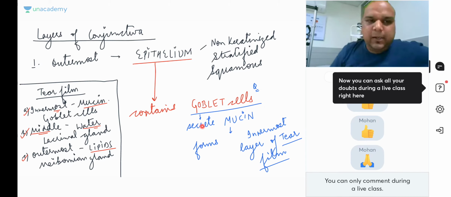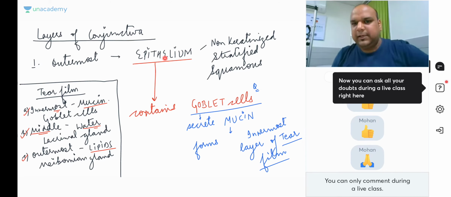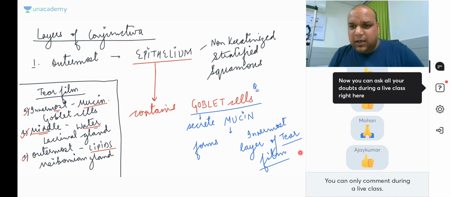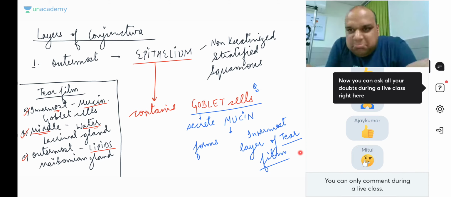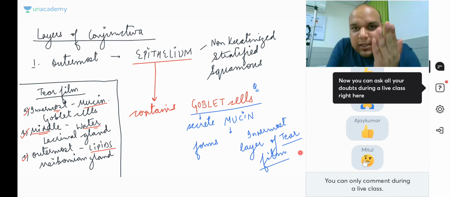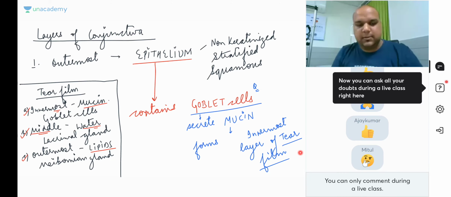Okay. Now let's get back to our layers of conjunctiva. The outermost layer is epithelium, and you know the importance of goblet cells. Who is wondering, and what are you wondering? Are you wondering about tear film? I just try to explain. Innermost layer means which is in touch with the cornea; mucin will stick it, then water will come to make it wet, and then lipid will be the outermost layer to stop the evaporation. Now, if you're wondering anything else, if you can't ask or type here, please feel free to ask me any doubt on my Facebook after the session ends.